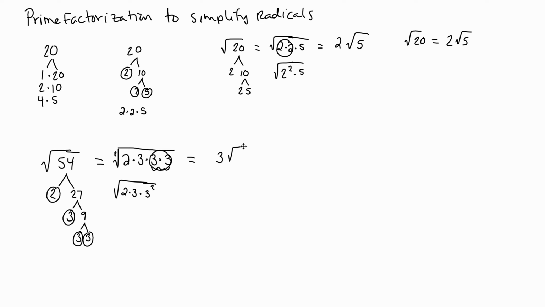And then on the inside, I'm left with the 2 times the 3 on the inside. So I can simplify this to become 3 times the square root of 6. And that is equal to the square root of 54. And these will have the same decimal values.